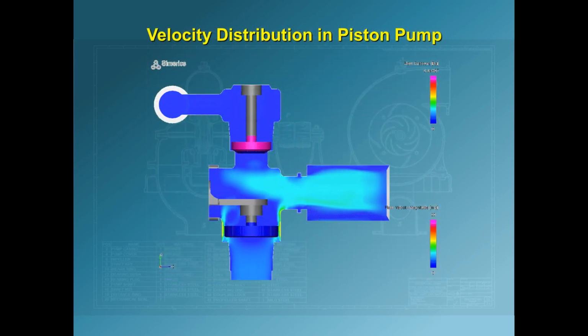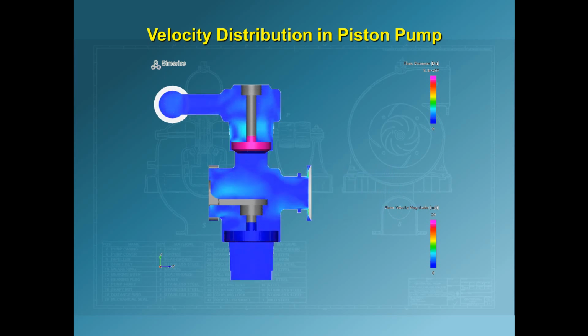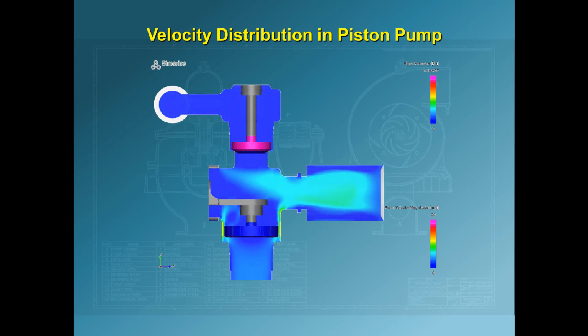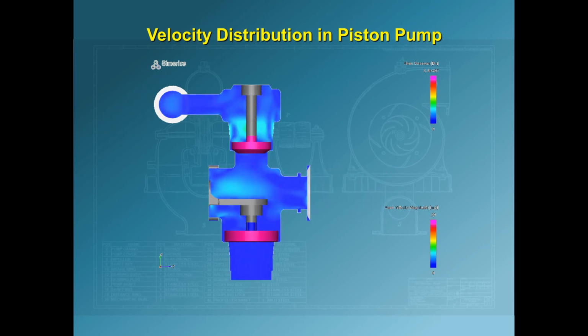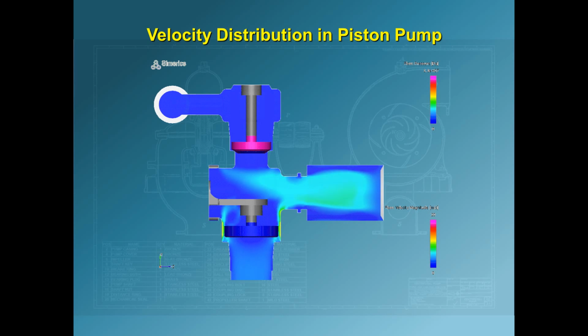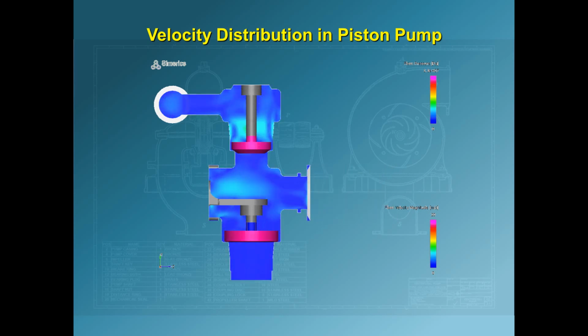Here is the velocity distribution. Notice the fluid jetting past the valves as they open. In this simulation, the inlet valve is modeled as if it closed perfectly, but the outlet valve was intentionally made to close only partially, which is a realistic effect.